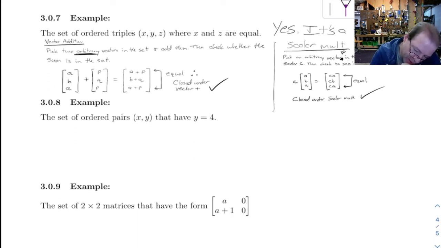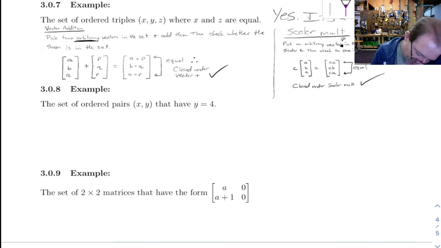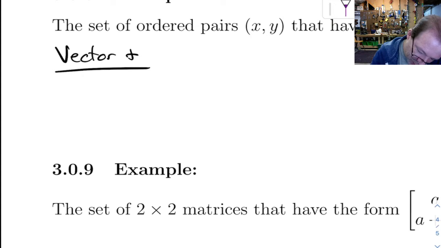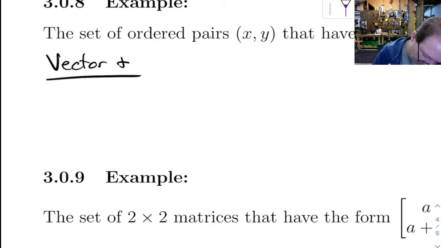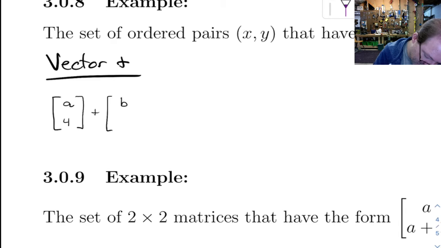Okay, let's look at example 308. I want to do this the same way we just did the previous example. This one is geometrically pretty easy to do, but I want to do it so that we practice using this technique. Set of ordered pairs x, y that have y equal 4. So for vector addition, what I'm going to want to do here is pick two vectors that have this form. I'm not going to write all that down this time. Something that has an A and a 4 there, something that has an arbitrary number there and a 4 there.